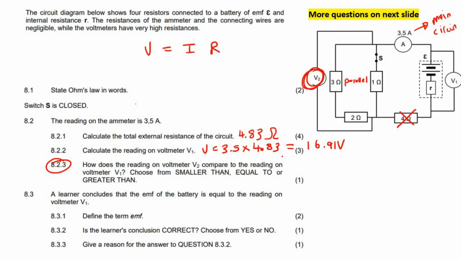So this part here will have to be less than the V1. If this wasn't there, then they would be equal to each other. Then these two would have to be the same. But because of this device over here, which is going to take some of the voltage, there will be less available for this one. Okay, so we're just going to say smaller.